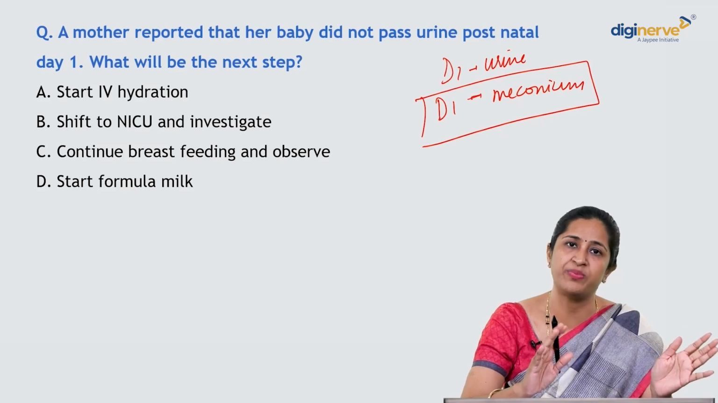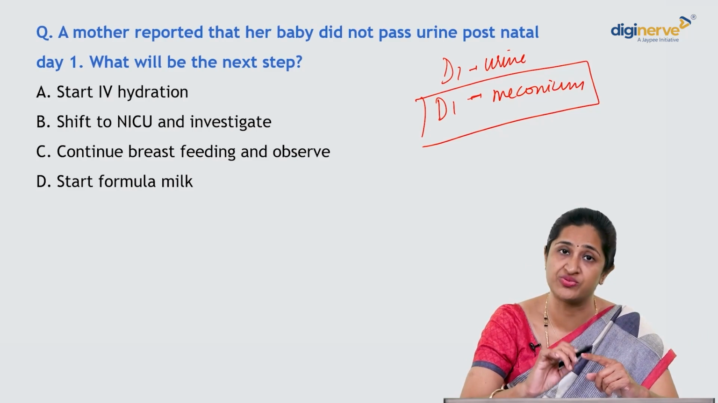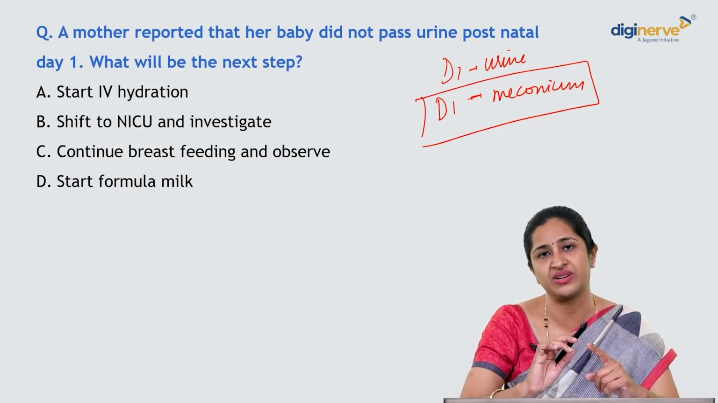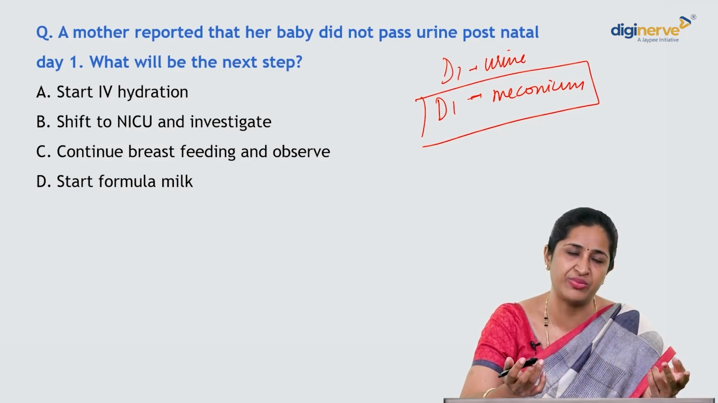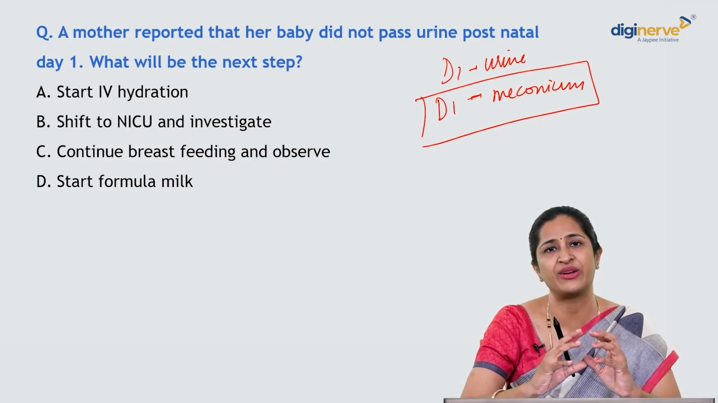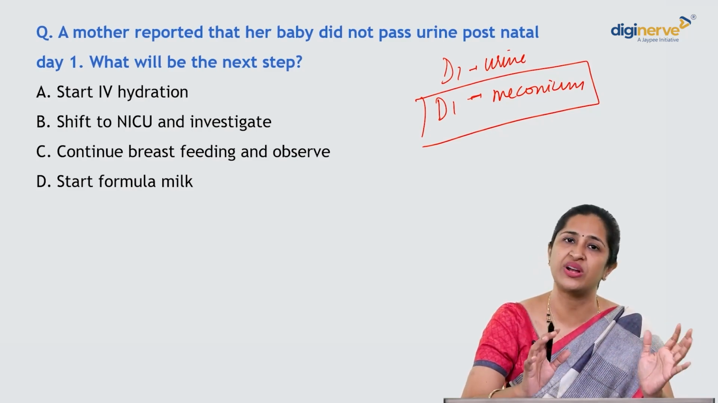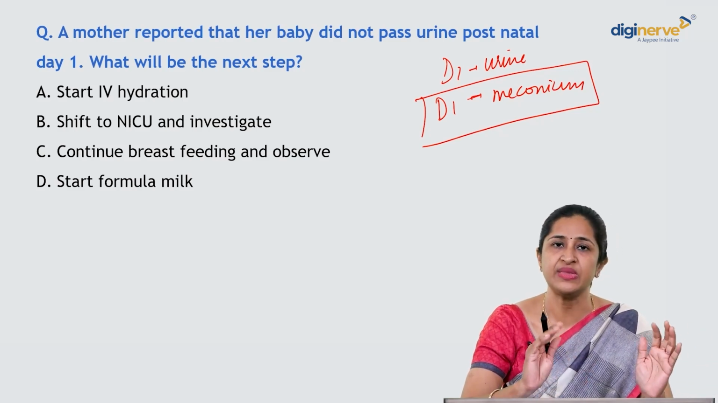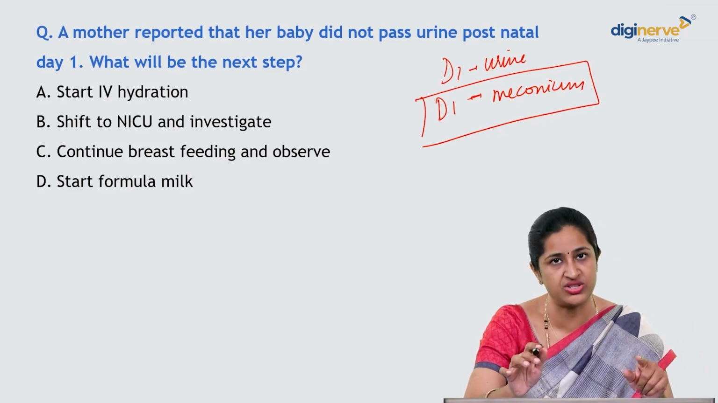If meconium is not passed in the first 24 hours of life, we have to watch and see if there's an obstruction in the passage of the gastrointestinal tract, either some atresia, anorectal malformations, etc., or there is a meconium plug wherein the meconium is very thick and cannot be passed, or meconium ileus. So whatever the cause may be, meconium not being passed in the first 24 hours of life is usually pathological.